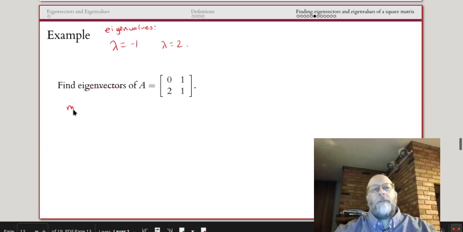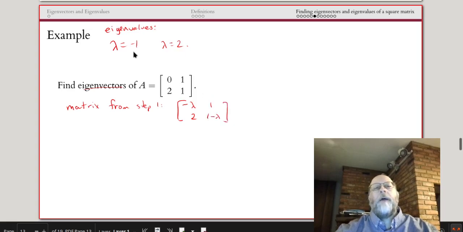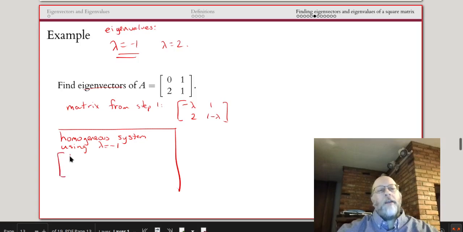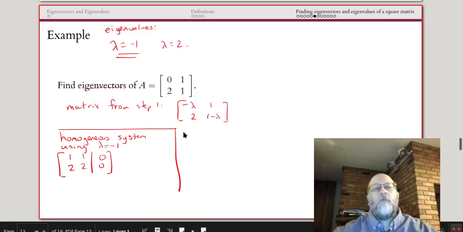So the matrix from step 1 is negative lambda, 1, 2, 1 minus lambda. And I'm going to plug lambda in for both of these and make this a homogeneous system. So the homogeneous system using lambda equals -1. Negative of -1 is 1. And 1 minus a -1 is a 2. That's the homogeneous system we get using lambda equals -1.